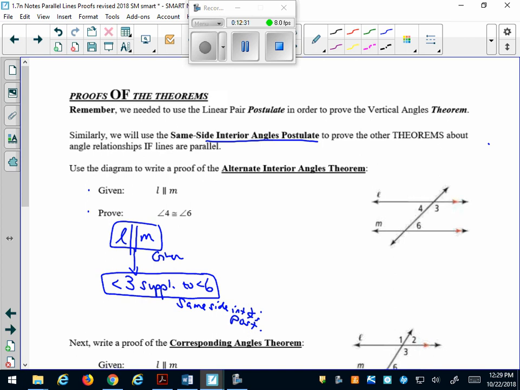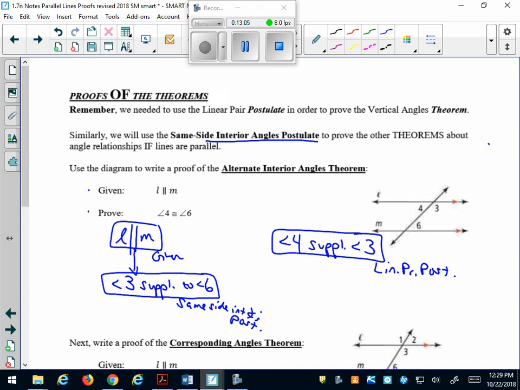Okay, looking in this diagram, what other relationship could we conclude about angles in this diagram? Yeah, Lorelai. Good. Angle 4 is supplementary to angle 3. Reason? Good. Linear pair postulate, right? 4 and 3 are a linear pair that makes them supplementary.